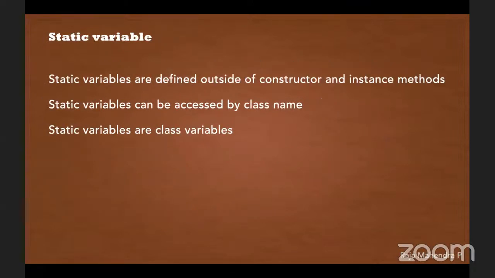Moving to the next one, static variables. Static variables are defined outside of the constructor and instance method. Static variables can be accessed by the class name only. Static variables are always class variables, so whenever I say static variable, it's nothing but the class variable. Basically you are defining them outside of the constructor and outside of the instance method. That is when we use static variables.